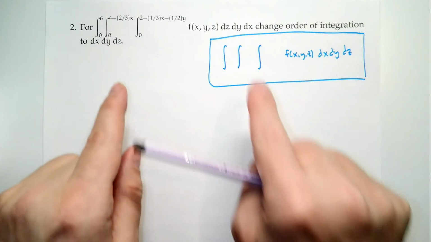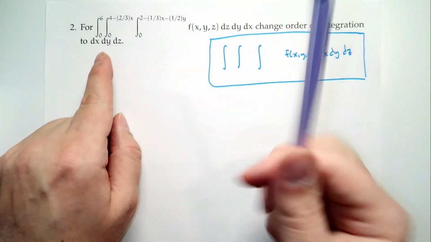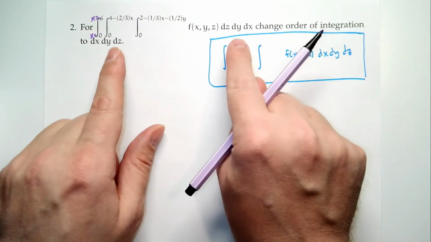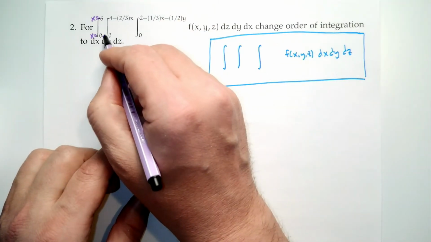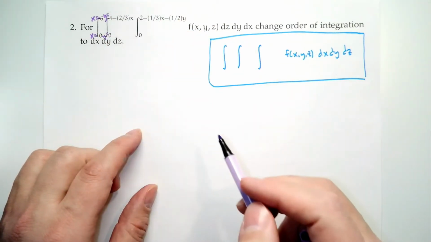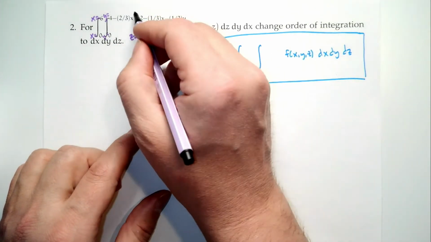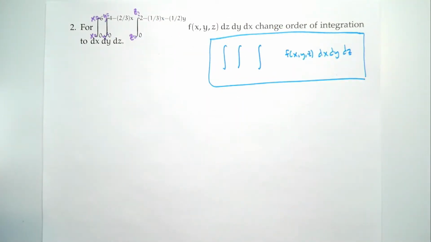But just so we don't get lost, the outer layer is x. So I can write this as x equals 0, x equals 6. Next layer is y. y equals 0, y equals 4 minus 2/3 x. And the last layer is z. z equals 0, z equals 2 minus 1/3 x minus 1/2 y. Because when we do our bounds, that's really what we mean. Oftentimes we don't write that, and when we don't, we sort of forget that that's what's actually going on. So let's dig into this.